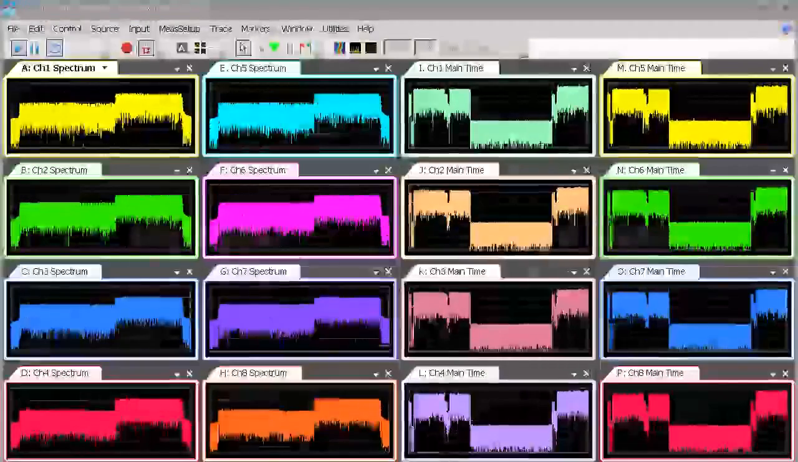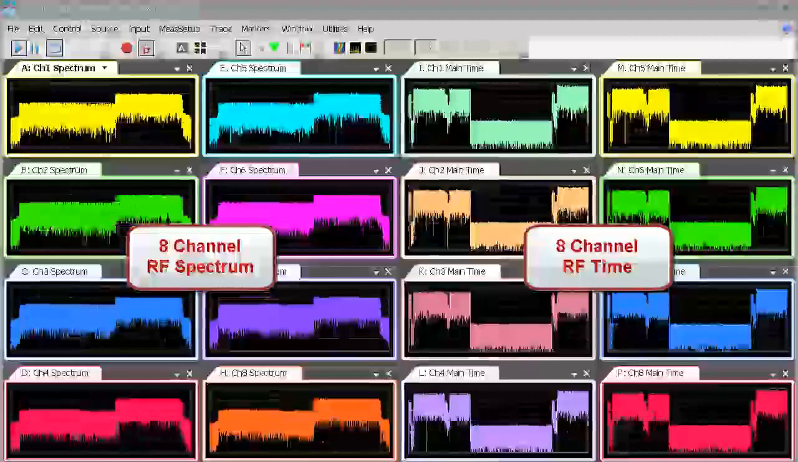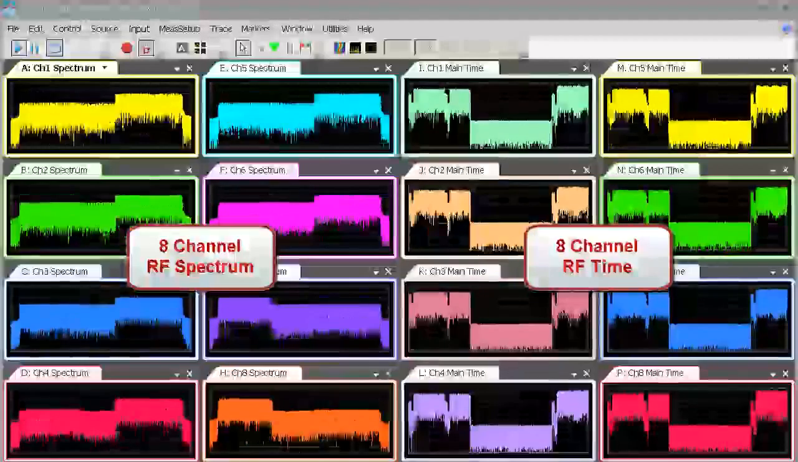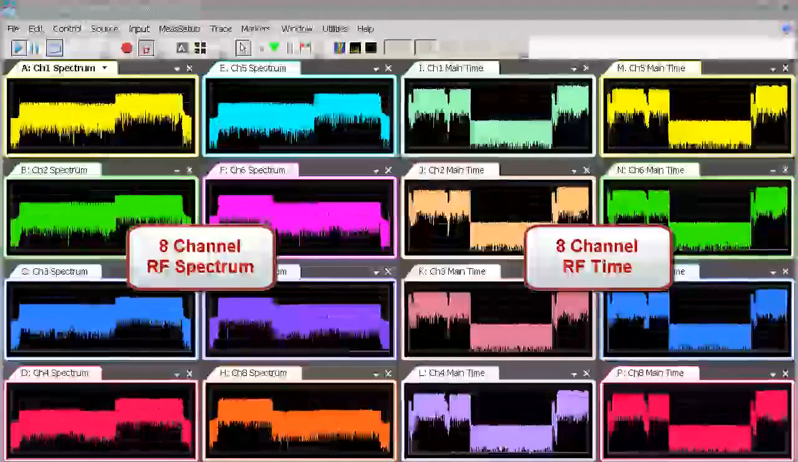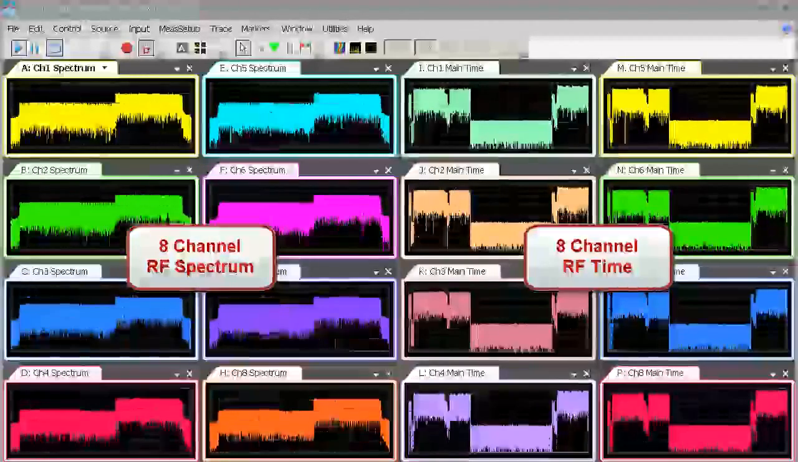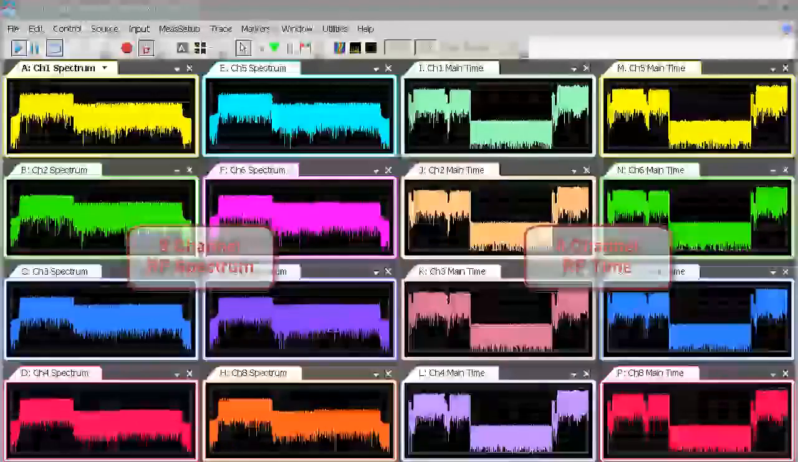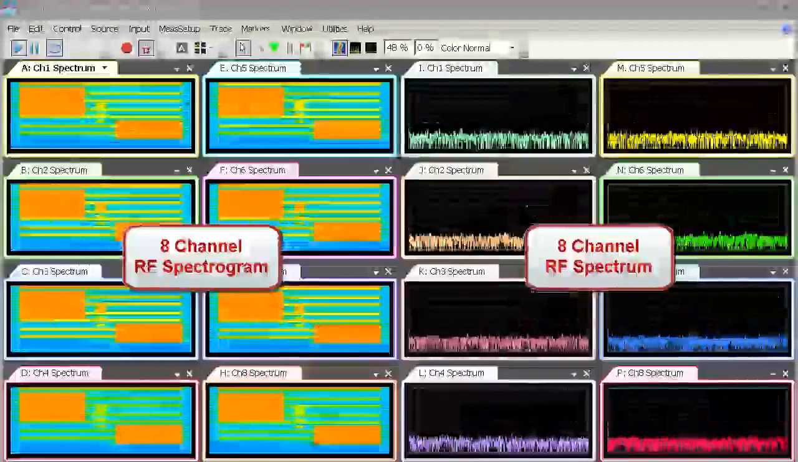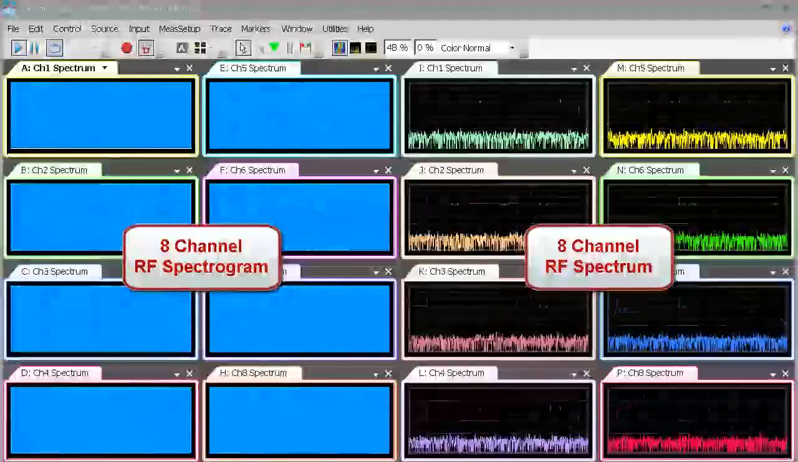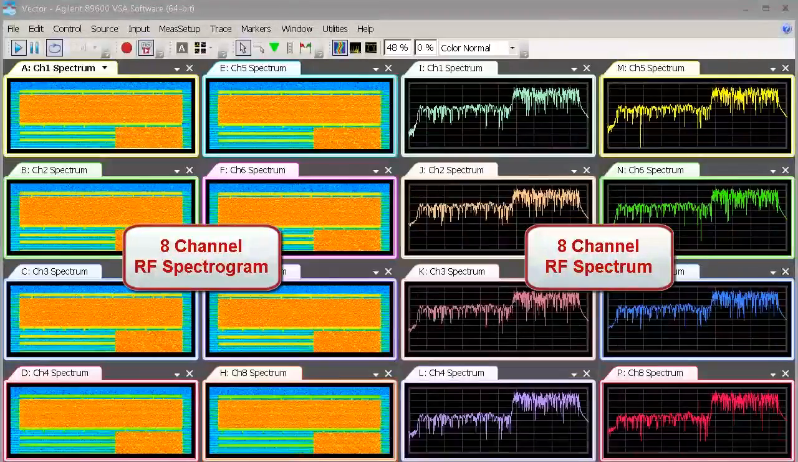With the 89600 VSA software plus N7109A multi-channel signal analyzer, we can start by viewing the time-synchronized RF signal capture from all 8 antenna elements. Enabling the 89600 VSA spectrogram feature, we can immediately gain insight into the frequency resource activity.